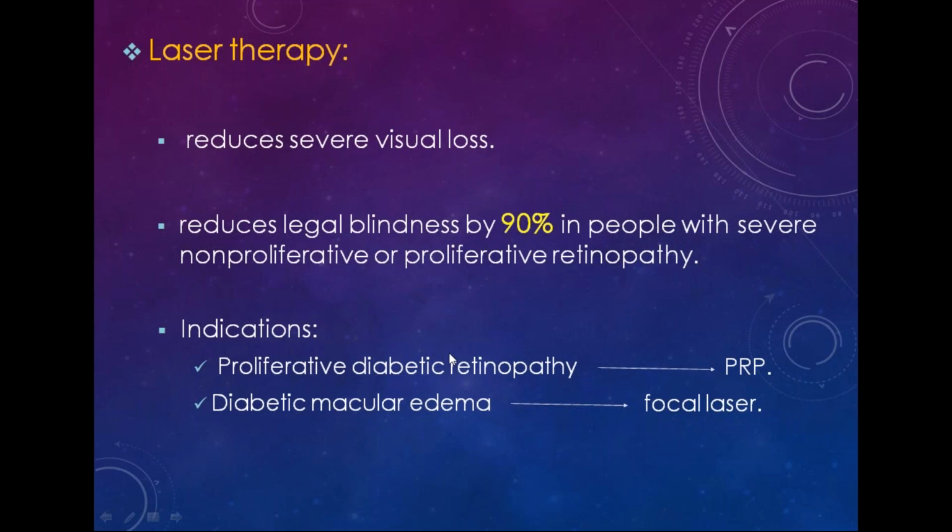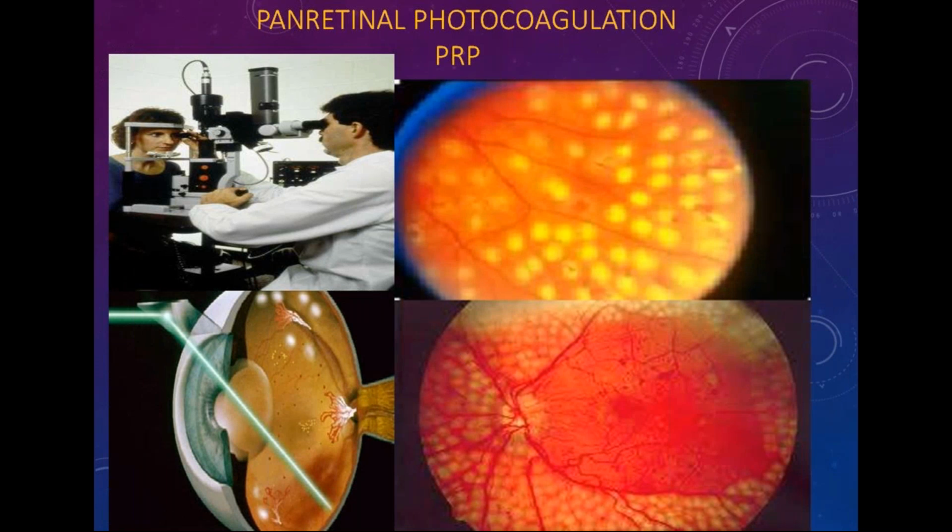Pan-retinal photocoagulation is indicated in patients with proliferative diabetic retinopathy. This is the picture showing pan-retinal photocoagulation. You have to give the laser burns. 2500 to 3000 laser burns are given in the entire retina. These are all the laser burns. So it causes shrinkage of the abnormal vessels.